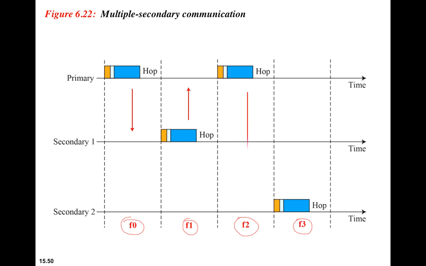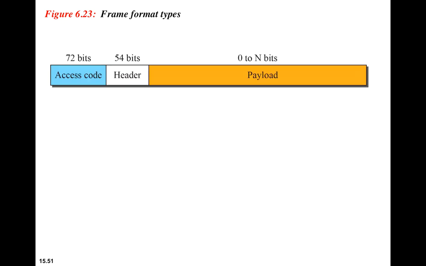So now in slot F2, the primary is contacting secondary device number 2, and then in the odd numbered slot, secondary device number 2 responds back. Okay, so this is how the multiple secondary communication takes place.